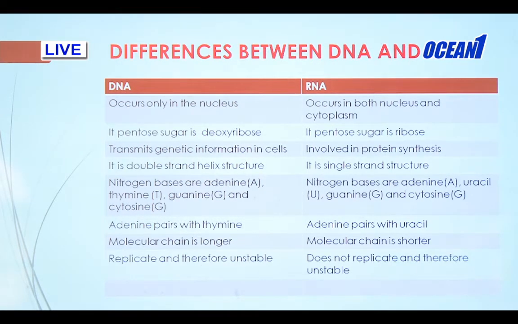Then again, when you come to the nitrogenous bases, of which you are going to look at in details very soon, the nitrogenous bases in DNA are the adenine, the thymine, the guanine, and the cytosine. Then the nitrogenous bases in RNA are adenine, uracil, guanine, and cytosine.